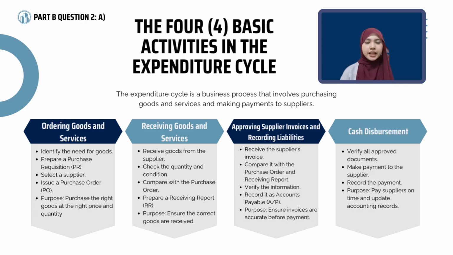The final activity is cash disbursement, which involves paying the supplier for the goods or services received. Before payment is made, the accounting department confirms that all supporting documents have been properly approved. The payment is then processed and the transaction is recorded in the accounting system to reduce both cash and the accounts payable balance.